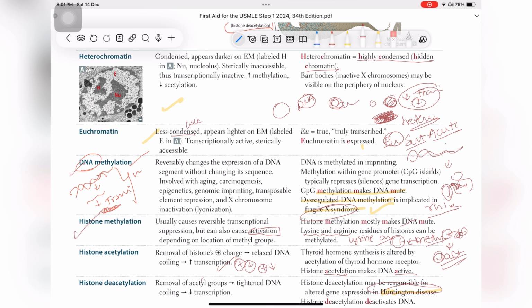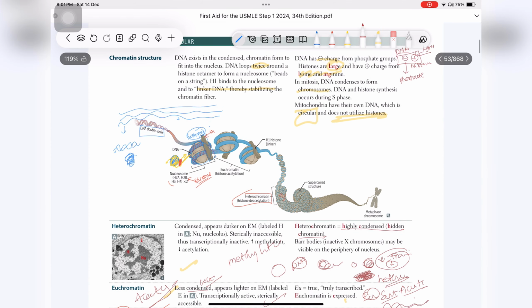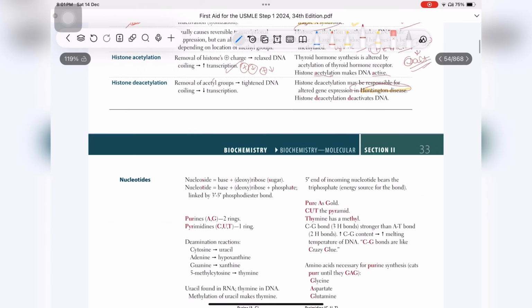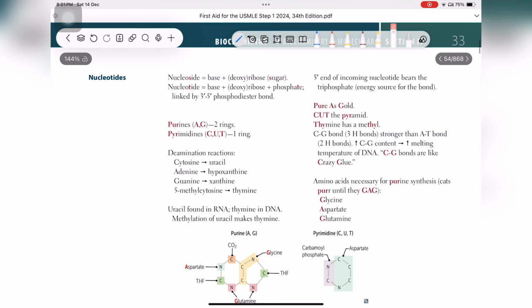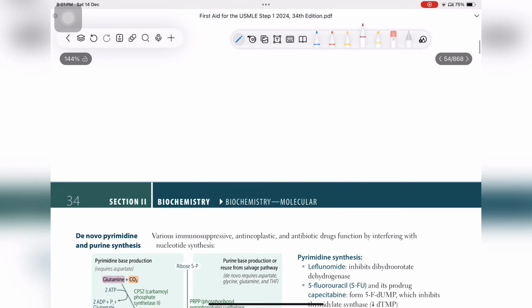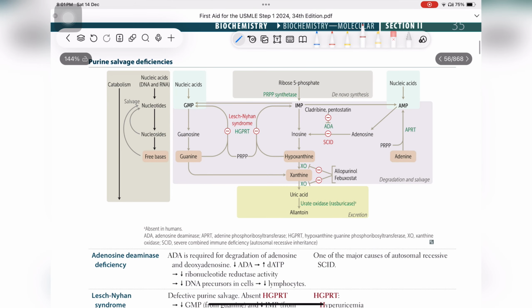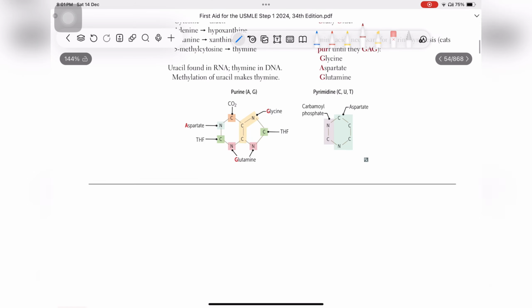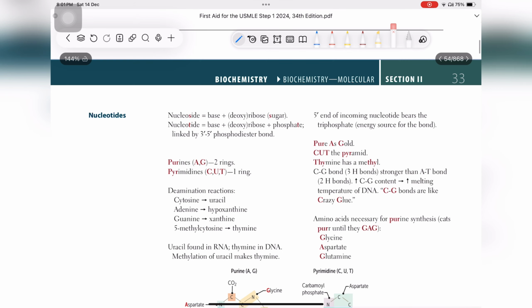So less condensed is more acetylated, transcriptionally active, sterically accessible. This is euchromatin. In heterochromatin there is increased methylation. Here there is increased acetylation. So this is how we completed the first page. Yeah, this is an easy one. I'll explain this page, and over here the purine salvage deficiencies, in the same way.